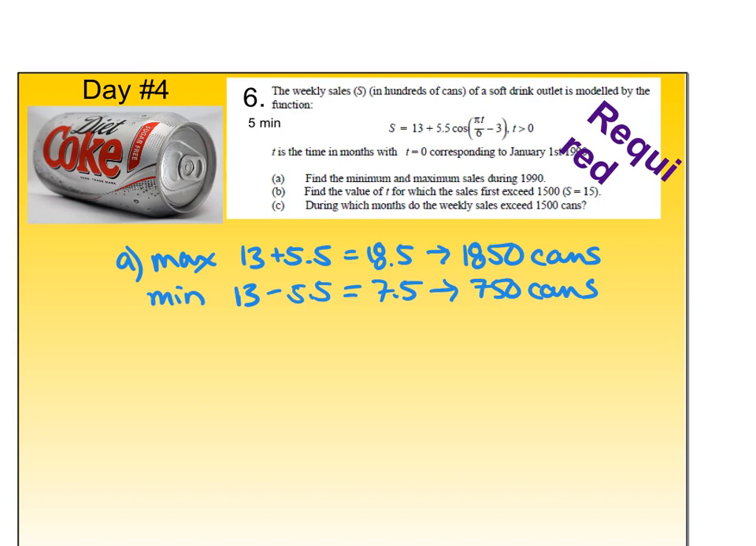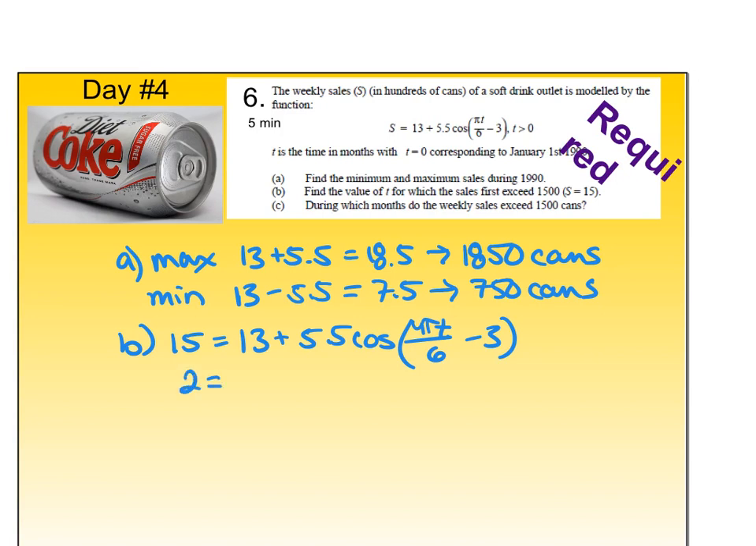Find the value of t at which sales first exceeded 1,500. Okay, well, part B, 1,500 would be the same as 15. So I'm going to set 15 equal to 13 plus 5.5 cosine of pi t over 6 minus 3. Okay, so let's subtract the 13 and we get 2. And we'll divide by 5.5. 5.5 is 11 over 2. If I multiply by 11 over 2, I get 4 over 11.